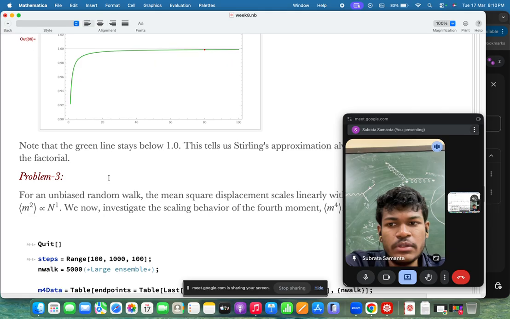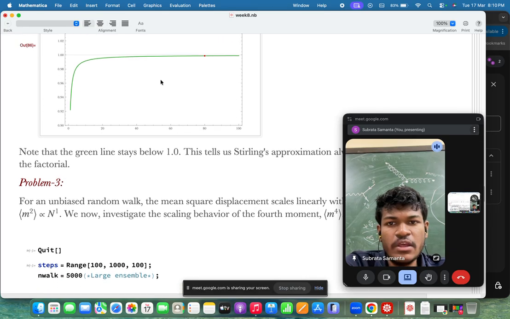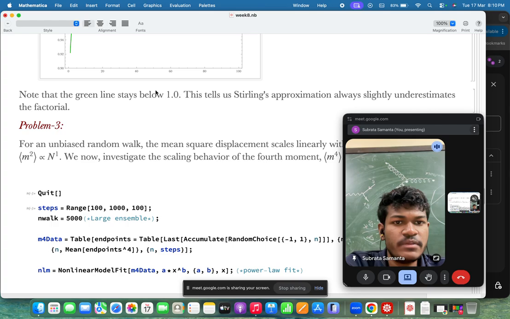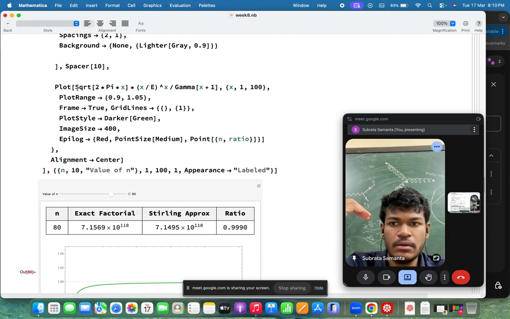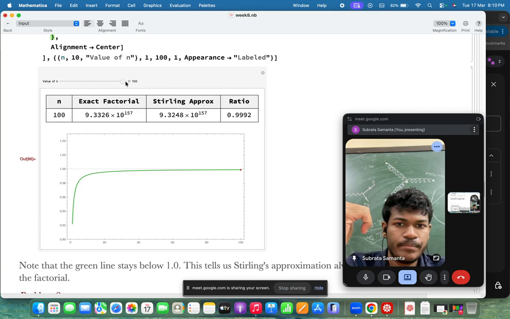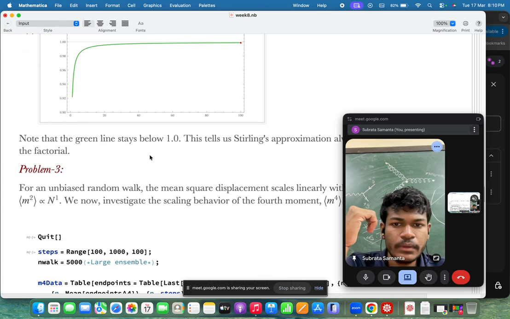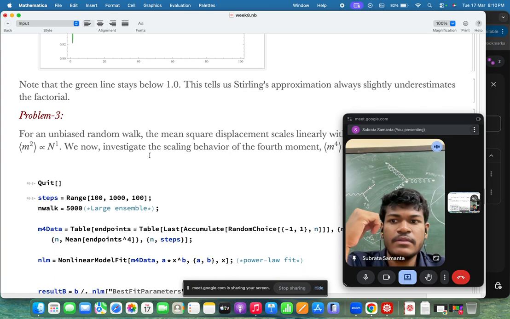And another point to note is that the green line always stays below 1. That means the Stirling approximation always slightly underestimates the factorial, and does not overestimate it. The exact value is n factorial, and the Stirling approximation gives you this formula, the square root of 2 pi n times n over e to the power n. So it always underestimates, because the ratio is always less than 1.